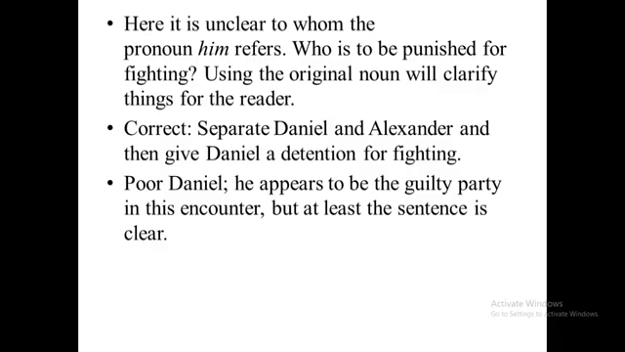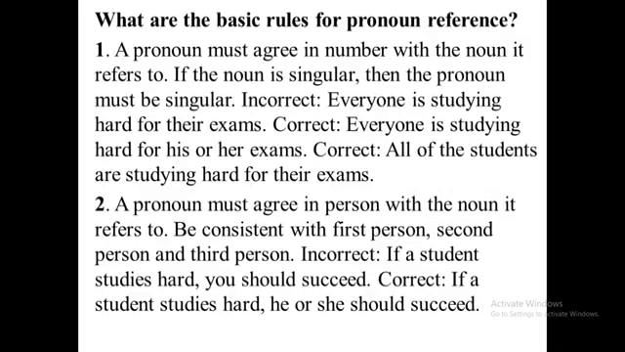So now look at the correct one: separate Daniel and Alexander and then give Daniel a detention for fighting. Obviously, now look at the correct one, poor Daniel, he appears to be the guilty party in this encounter, but at least the sentence is clear. So this is the sense that we are discussing here, how you have to deal with pronoun references. These are the rules.